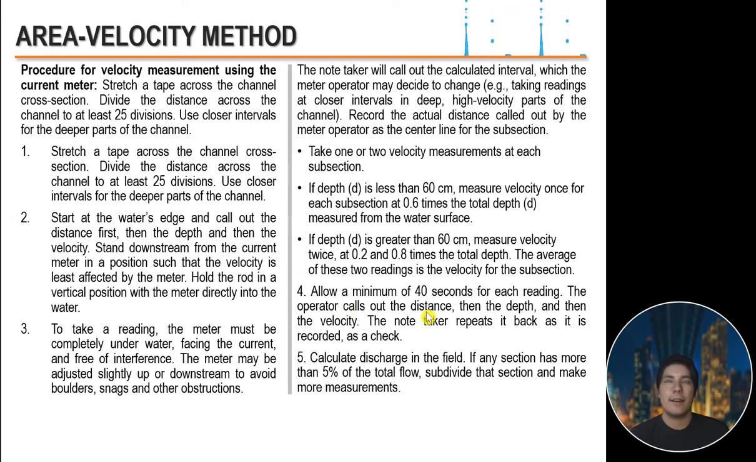The operator calls out the distance, then the depth, and then the velocity, and the note taker repeats it back as it is recorded, as a check. And then we calculate the discharge in the field. If any section has more than 5% of the total flow, subdivide the section and make more measurements.